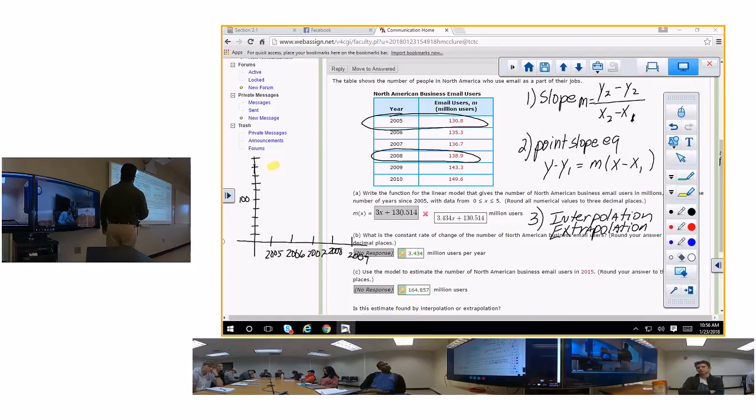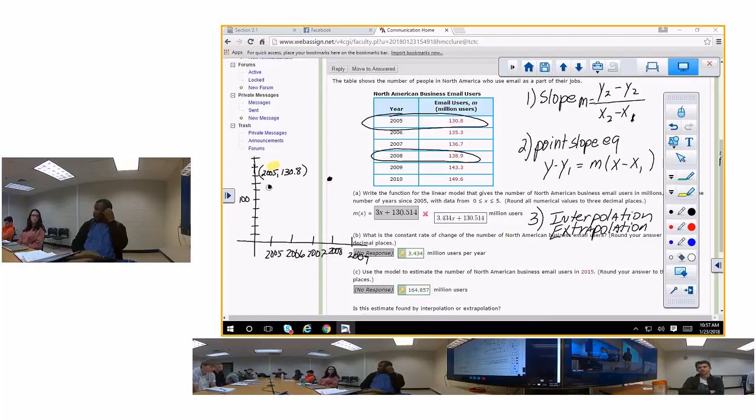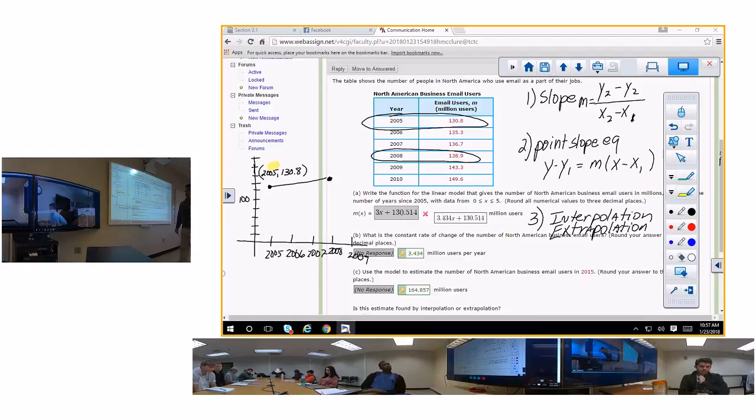So the first point is at 2005, at 130 million. It'll be right in the middle, so it's going to be right in here somewhere. That point is 2005, comma, 130.8. That's your point there. And your comma over here is going to be 2008 and 140 million. So you've got a line with 2 points on it.